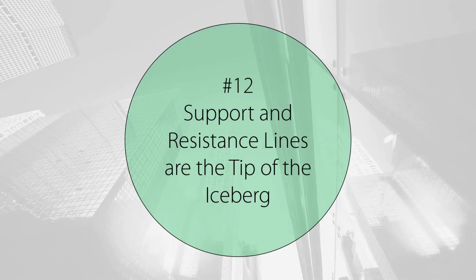Tip number 12. Support and resistance lines are the tip of the iceberg. Pretty much all traders agree that support and resistance is a well-established concept. However, most of its potential is not explored by traders. There are many ways in which support and resistance can appear in price charts, and if you combine it with other advanced techniques, you can pinpoint incredibly precise entry and exit points in the market.